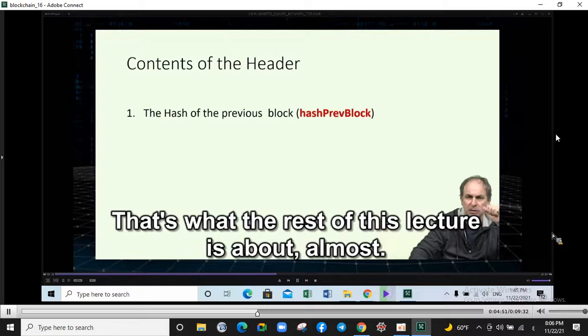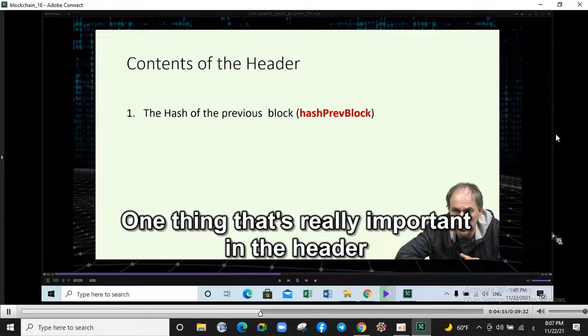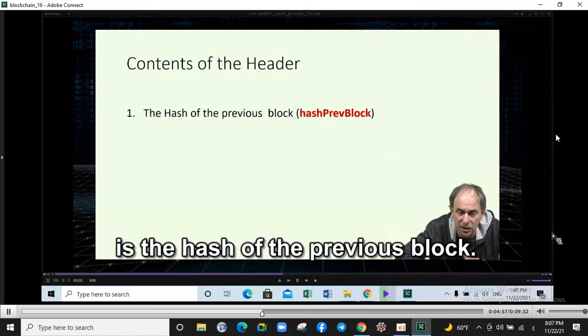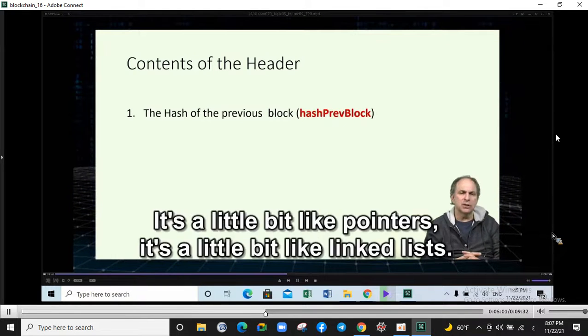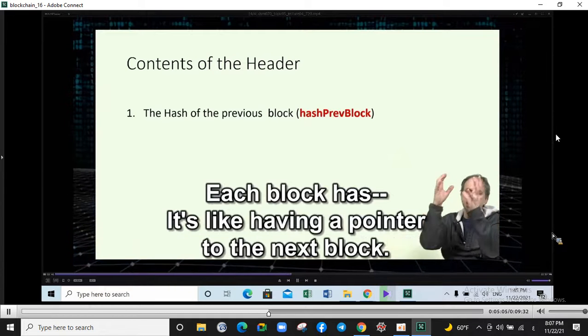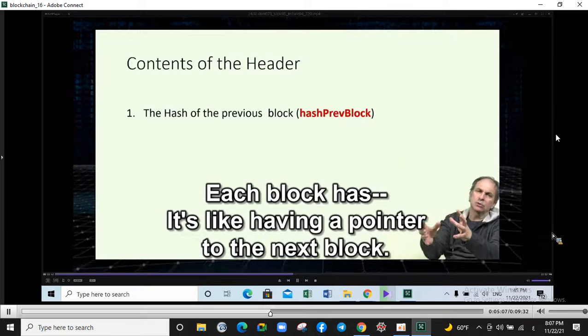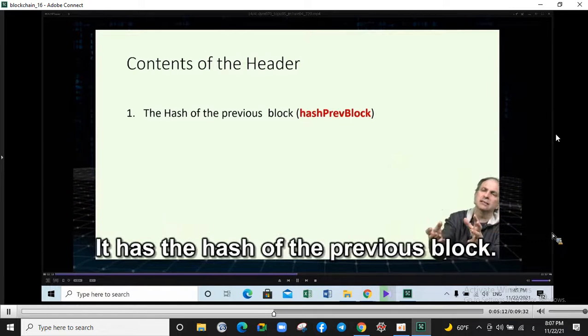Well, one thing that's really important in the header is the hash of the previous block, okay? So that's what it means. It's a little bit like pointers, a little bit like linked lists. Each block has sort of, it's like having a pointer to the previous block. It has the hash of the previous block.